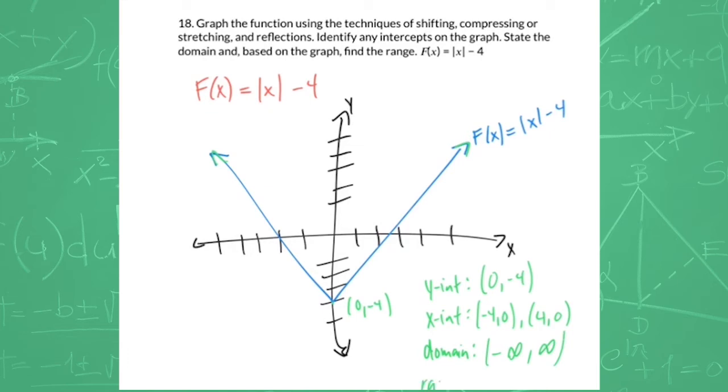And for the range, since the range is the set of all output values, we can identify the lowest output and the highest output and use those as the boundaries of our range. So if we examine our graph, we see that the lowest output is at negative 4. And again, the arrows indicate that the outputs go on to infinity.